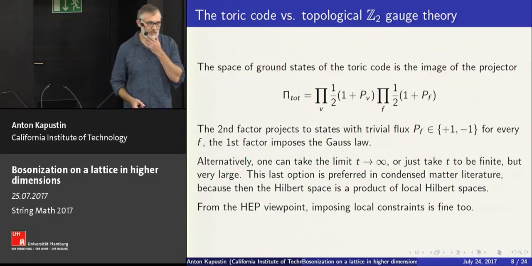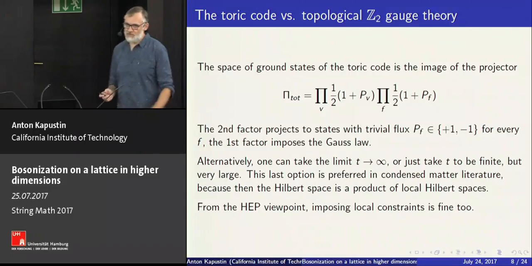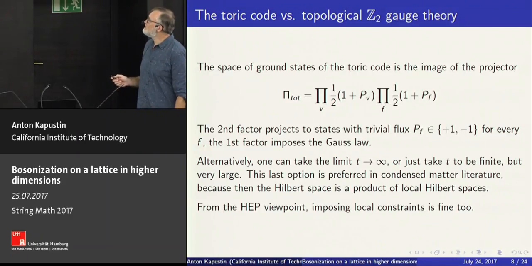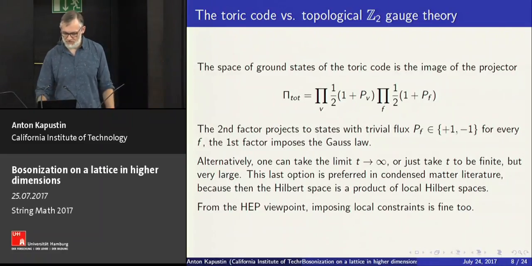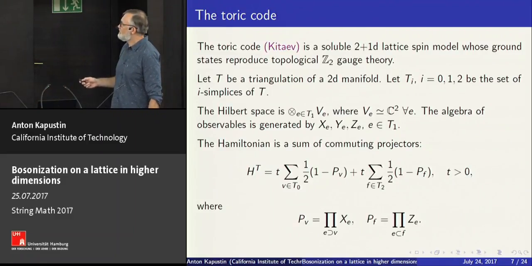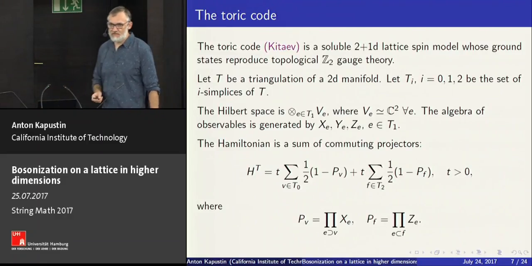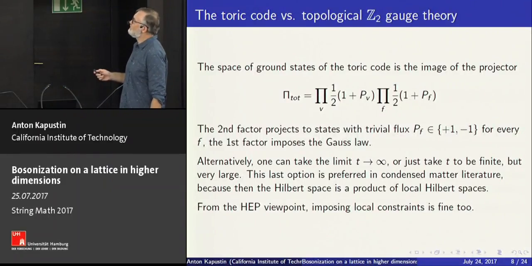Well, how is it related to Z2 topological gauge theory? Well, first of all, you need to look at the ground states of this guy. And the ground states, since all these guys are commuting projectors, are obtained if you just make all these projectors annihilate your state. In other words, they're all in the image of this product over all the other projectors with a plus sign.